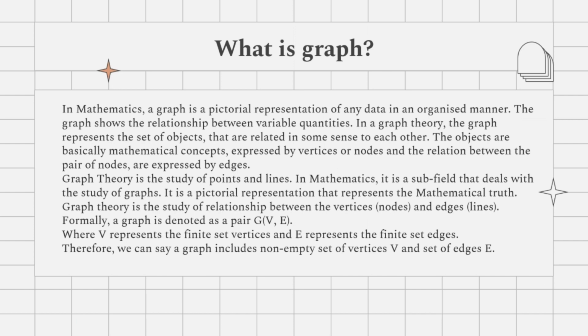Formally, a graph is denoted as a pair G = (V, E), where V represents the finite set of vertices and E represents the finite set of edges. Therefore, we can say a graph includes a non-empty set of vertices V and a set of edges E.